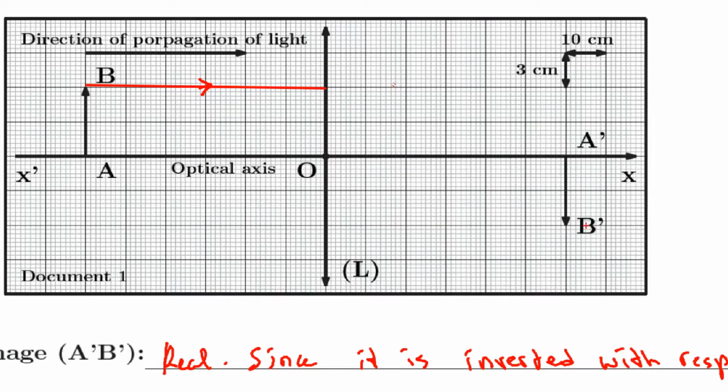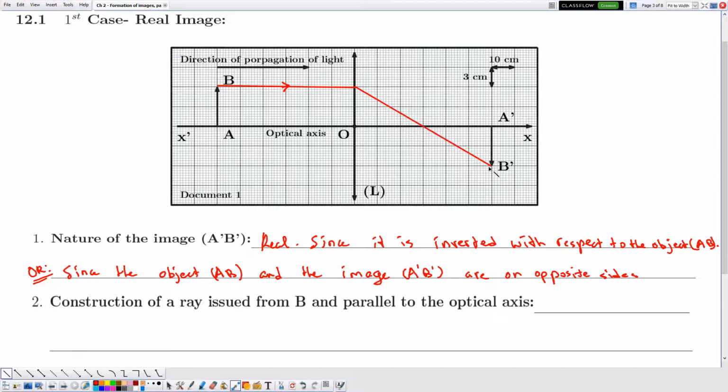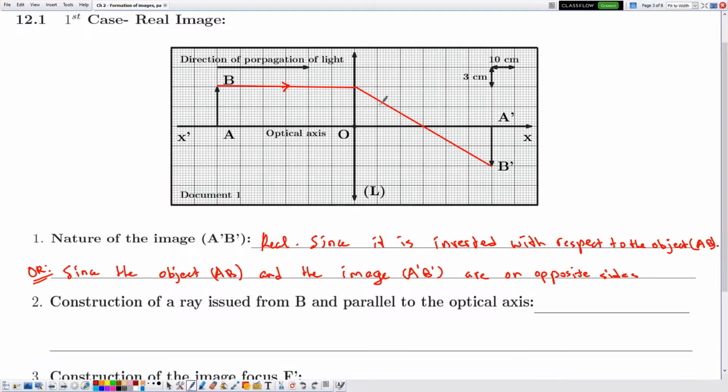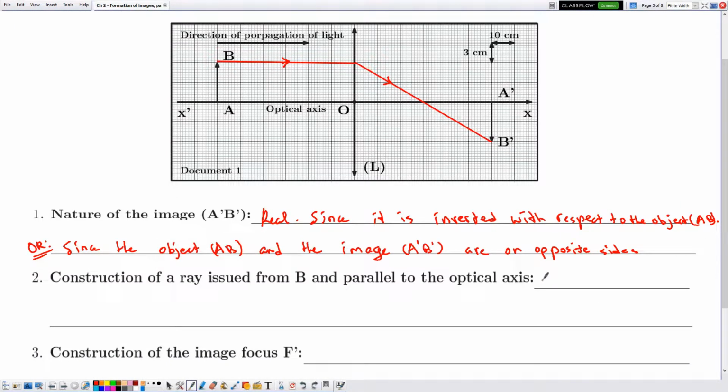We know the image B prime of B, and we know that all incident rays issued from B emerge going to B prime. And we don't forget arrows on light rays that indicate the direction of propagation of light. So this is the tracing. Now let's do the justification. Then this ray is issued from B.